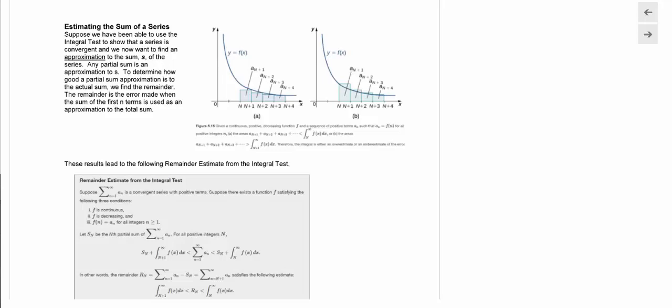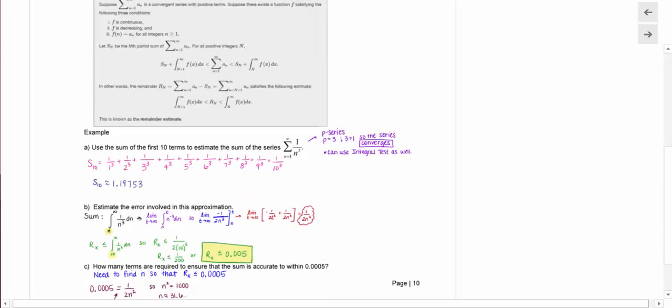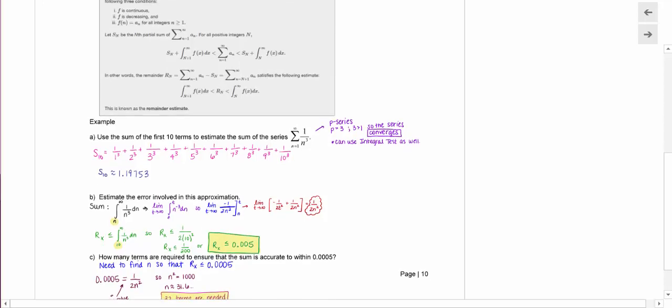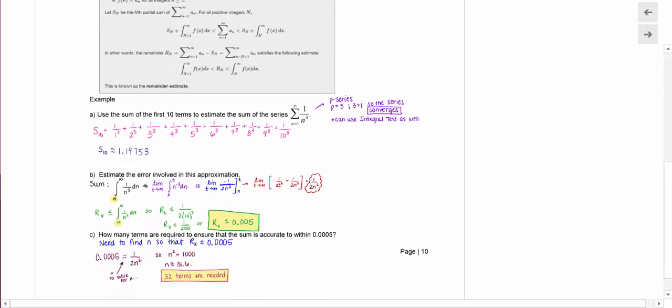And if you'll notice, these rectangles underneath or above, depending on whether you're looking at left approximations or right approximations, might be able to help you understand where this comes from. So if I look here, I can say that in order to use the integral test, remember we had to be continuous, decreasing, and positive, etc. And I have to be able to evaluate the integral. So I want to know that this converges in the first place.